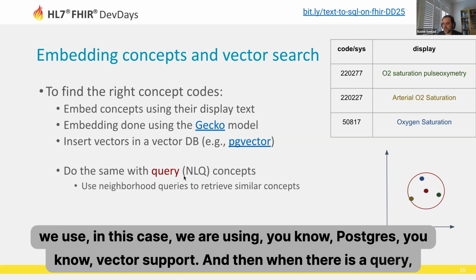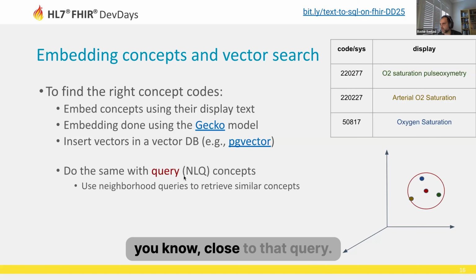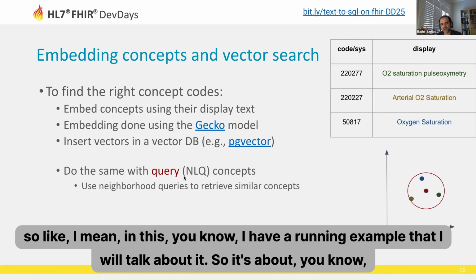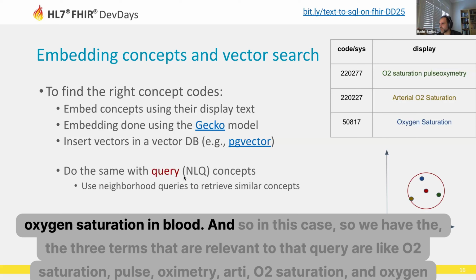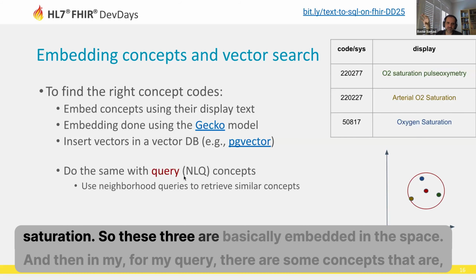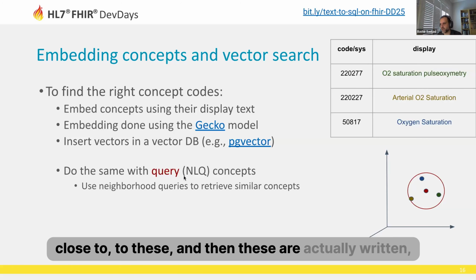Then, when there is a query, we find the terms that are close to that query. I have a running example that I will talk about. It's about oxygen saturation in blood. The three terms relevant to that query are O2 saturation, pulse oximetry, arterial O2 saturation, and oxygen saturation. These are embedded in a space, and for my query, there are some concepts that are close to these, and those are what get returned.